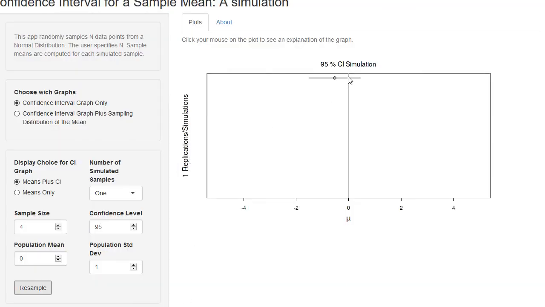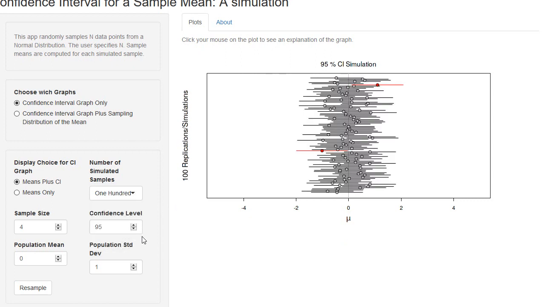Here, this is my population mean mu, which in this case is 0 for this simulation. I've generated one interval here. So I'm going to resample. That's another interval, and notice that the population mean is inside that interval. I resample, and this is another interval, and the mean's inside that interval. Well, that's just one at a time. Let's go ahead and do 100 different intervals.